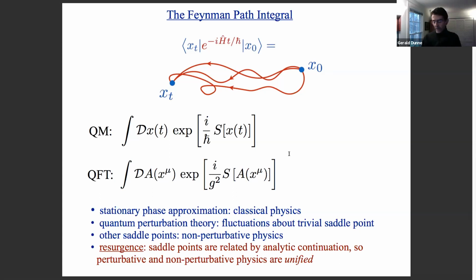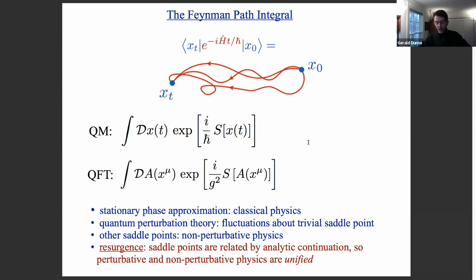Perturbation theory is very efficiently encoded in terms of functional integrals, much more easily than any other formulation of quantum field theory. And in that language, perturbation theory can be viewed as fluctuations around the trivial saddle point coming from the quadratic part of the action. And other saddle points, so other critical points of the action, would be identified with what we would call non-perturbative physics. If the action is non-zero evaluated on one of these saddle points, then that would give a non-perturbative exponential type contribution.